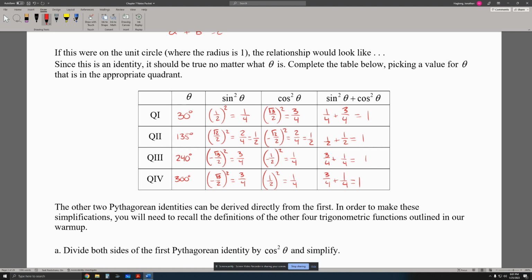This isn't a coincidence. This is true for all values theta. Therefore, it gives us another identity. Sine squared of theta plus cosine squared of theta is equal to 1 for all theta. So here's our identity. In trig, we call this the Pythagorean identity.